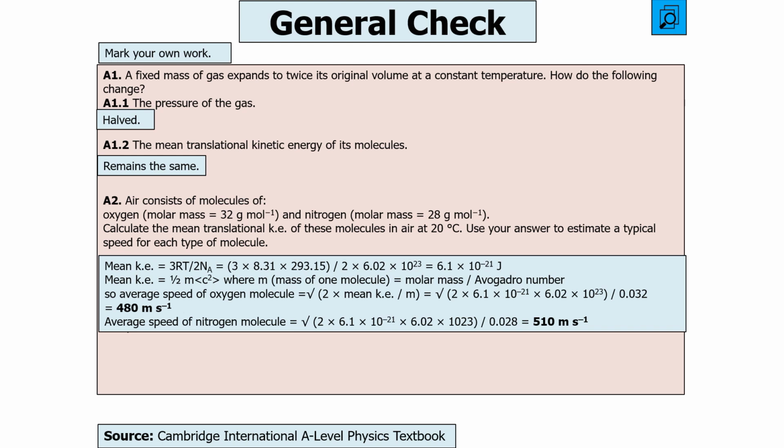Now m is the mass of one molecule, so you can work that through by doing the molar mass divided by Avogadro's constant, which gives you the mass of one molecule, because the molar mass is the mass of one mole. Avogadro's constant is the number of molecules in 1 mole, so you can work it through that way. So when you work it all through, make v the subject to work out the average speed of the molecule. Oxygen comes out to be 480 meters per second, and nitrogen comes out to be 510 meters per second.